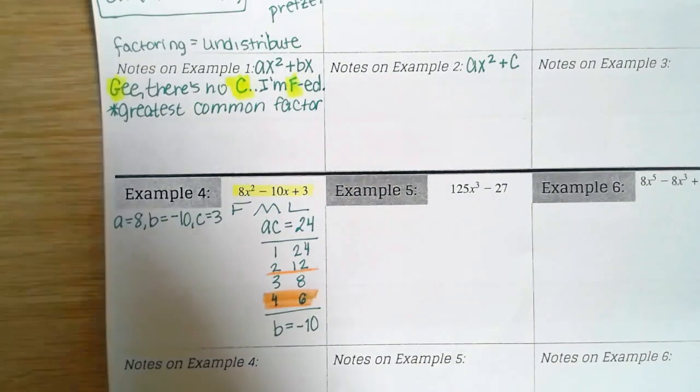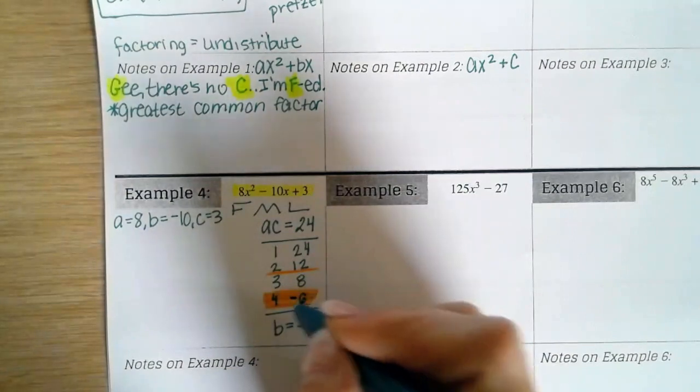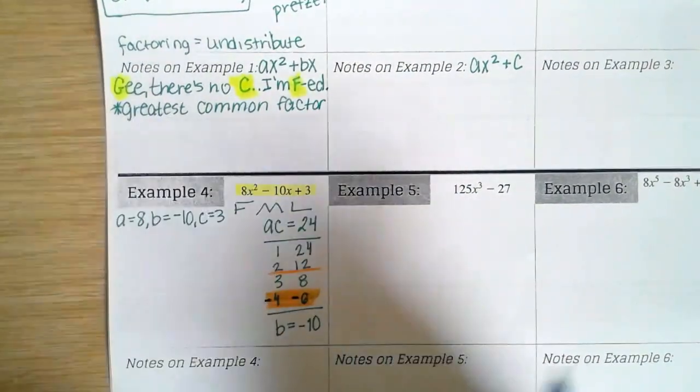We need this pair right here. We need a 4 and a 6, because they can both be negative, which multiplies to be positive, and adds to be negative 10.